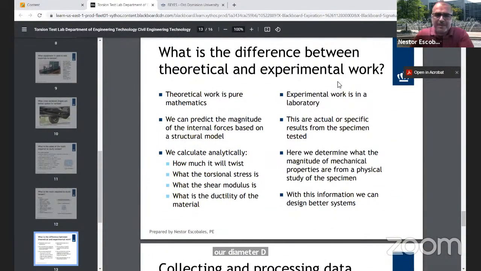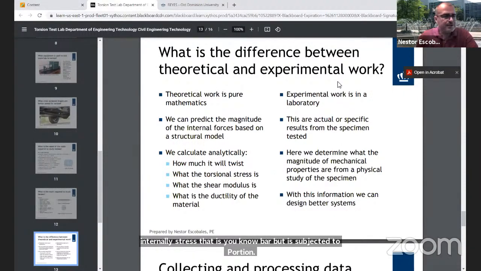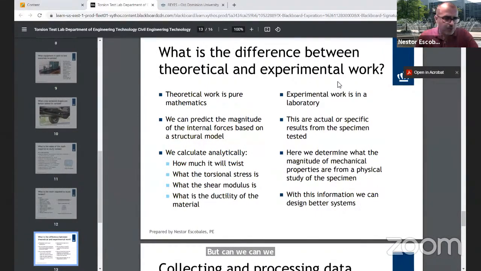The difference between theoretical and experimental is something very important that I want you to think about. We can mathematically predict the internal stress in a bar that is subjected to torsion. But can we test in the laboratory and predict at which force the material is going to break? One is a pure mathematical problem, and the other is a pure experimental problem.